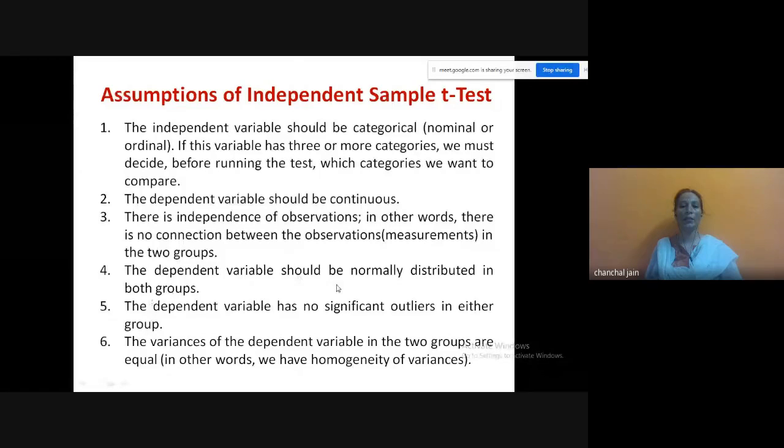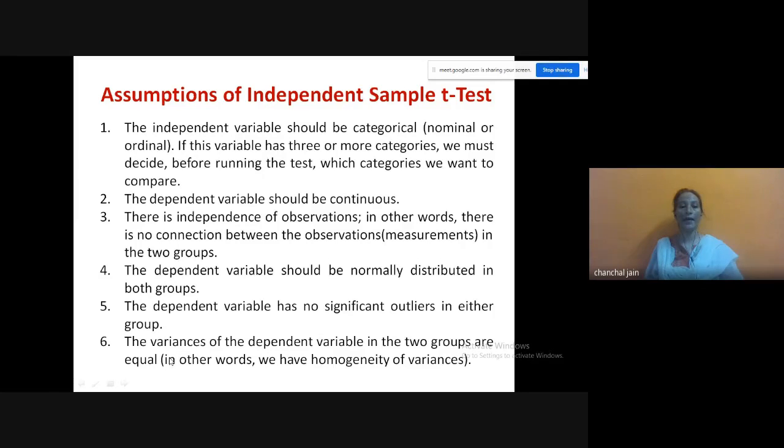Then the dependent variable should be normally distributed in both the groups. This is an important assumption. That means the dependent variable, which is on a continuous scale, should be normally distributed for both the groups. Then the dependent variable should have no significant outliers in either group. If we are talking about two groups, male and female, then in both the groups it should not contain any outliers.